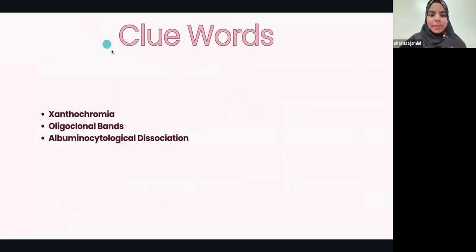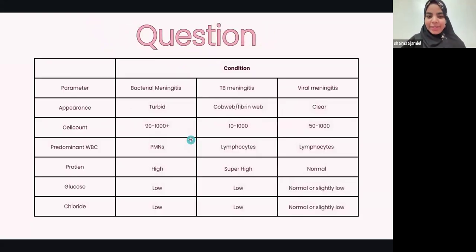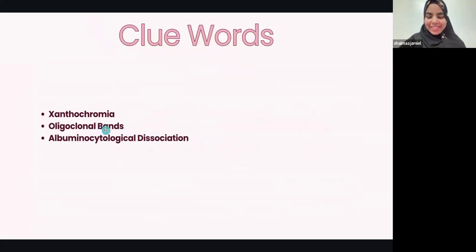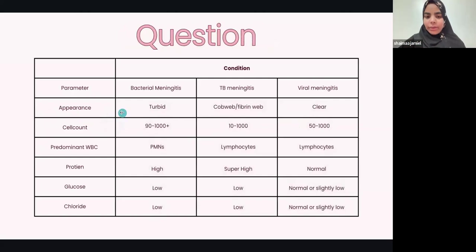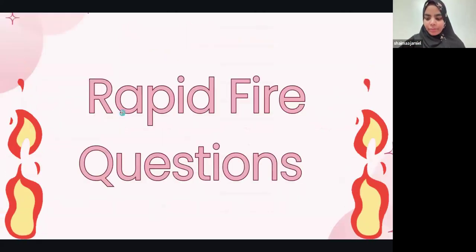Perfect. But these are clue words, and just tell me what you associate with them. If you see xanthochromia in CSF: subarachnoid hemorrhage. Oligoclonal bands: multiple sclerosis. Albuminocytological dissociation: GBS. Perfect. So xanthochromia, xantho means yellow, because the RBCs break down and give you bilirubin, which is yellow.